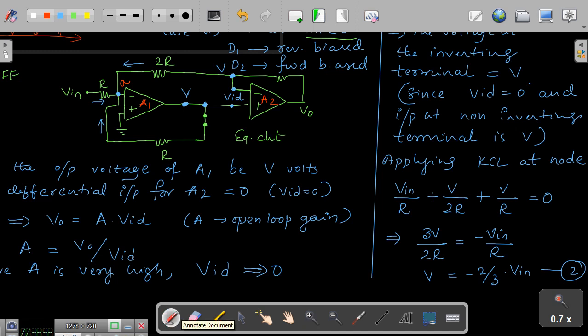V is equal to minus 2 by 3 into V in. Now see here in this diagram, whatever I am showing with the green color: V in, V and V naught. We have to relate V in and V naught. So we have related V in and V, and next V and V naught are to be related.